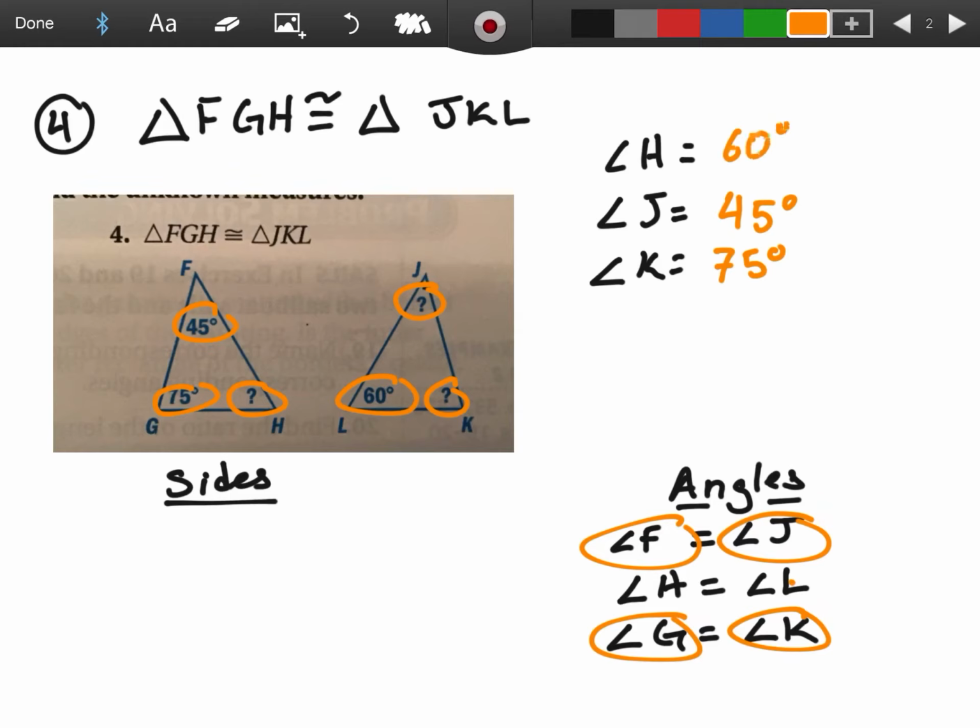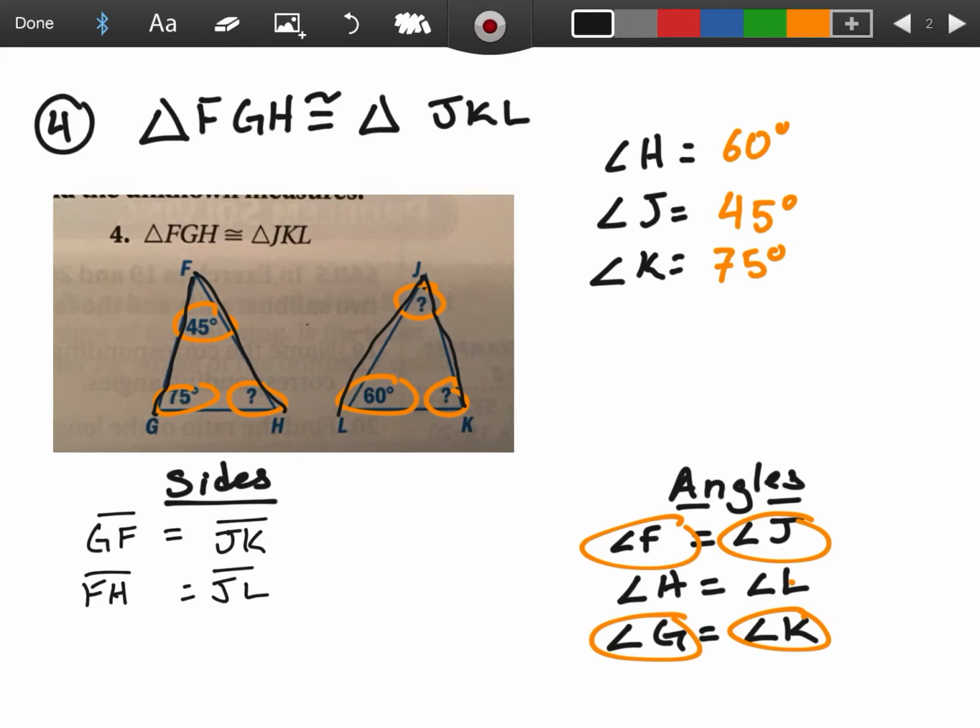All right, and I'm going to wrap it up just by pointing out what my congruent sides are. My first congruent side is G to F, or F to G, which is congruent with the outside one here, J to K. Here I have F to H and J to L. And then lastly is G to H and L to K. Okay, so there you have it.